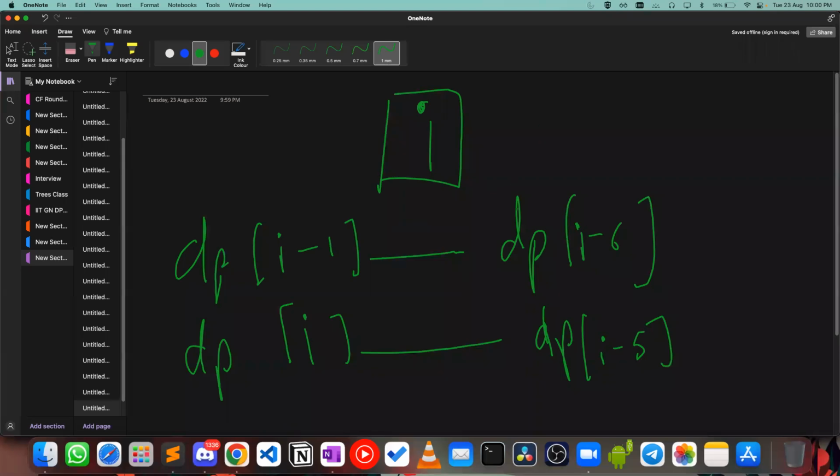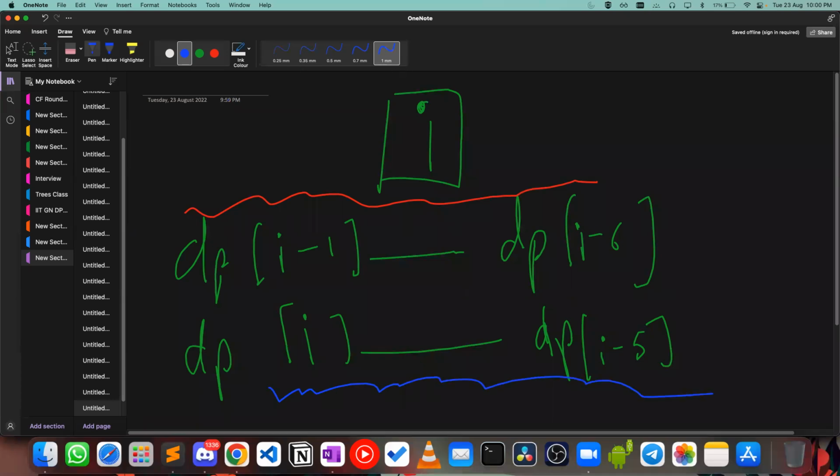When we are standing at I, when we are trying to evaluate the answer for I, we need these states, dp of I minus 1 to dp of I minus 6. But when we are done evaluating the state for I, what are the important states that I will require later on? I will only require these states.